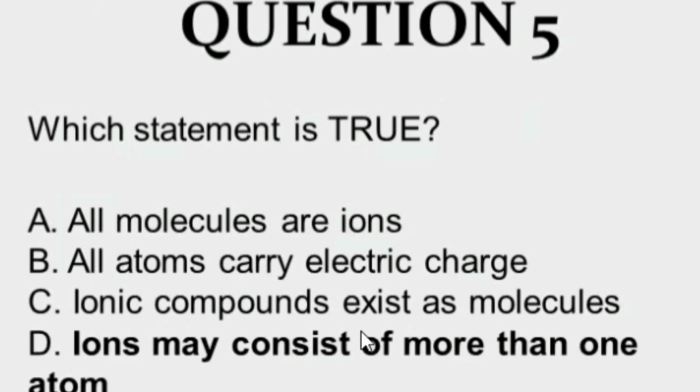And then ions may consist of more than one atom. This is the correct answer. I have already highlighted it. Why is it the correct answer? Why is it true? Because an ion can consist of more than one atom. It can be one, it can be two, it can be three. If it is one, it is what? Monoatomic. If it is two, it is what? Diatomic. If it is more than two, it is polyatomic.